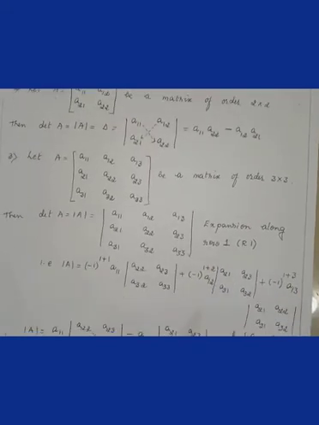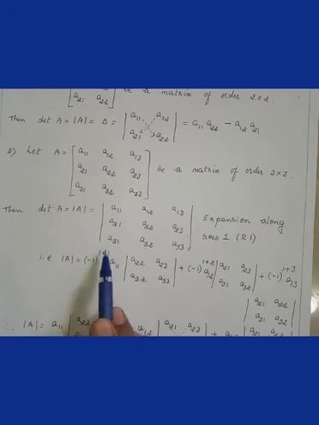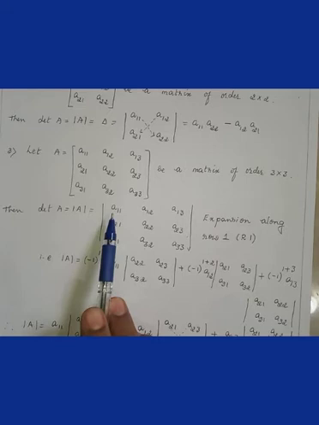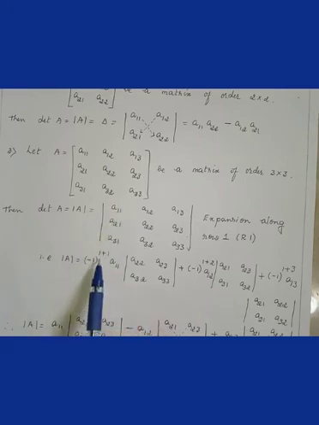That means minus 1 to the power 1 plus 1. Minus 1 to the power 1 plus 1 means you are considering the expansion along the first row, right? This entry's row number is 1 and column number is 1. So minus 1 to the power 1 plus 1. Write this entry A11. So first is A11.